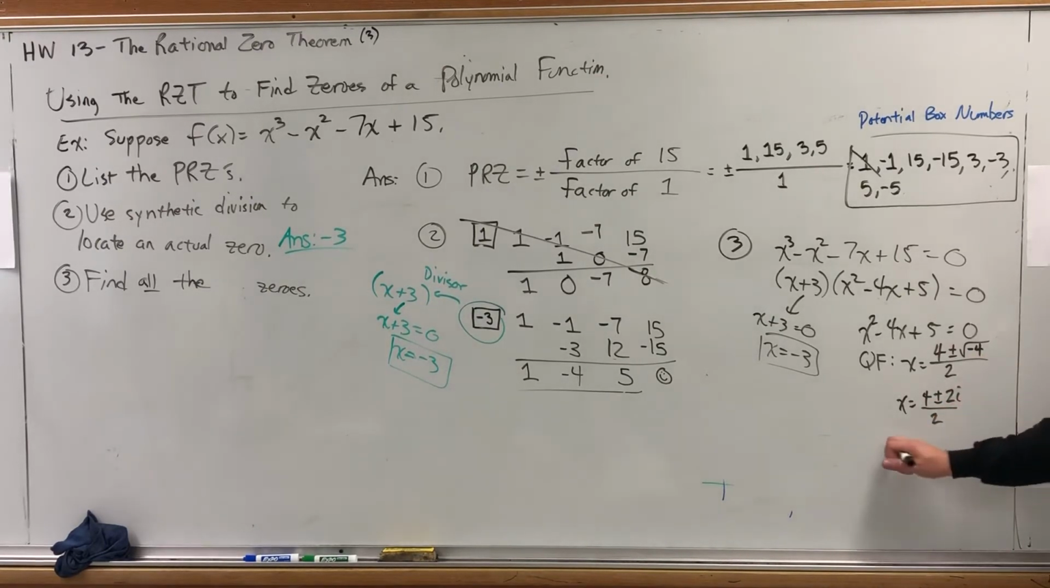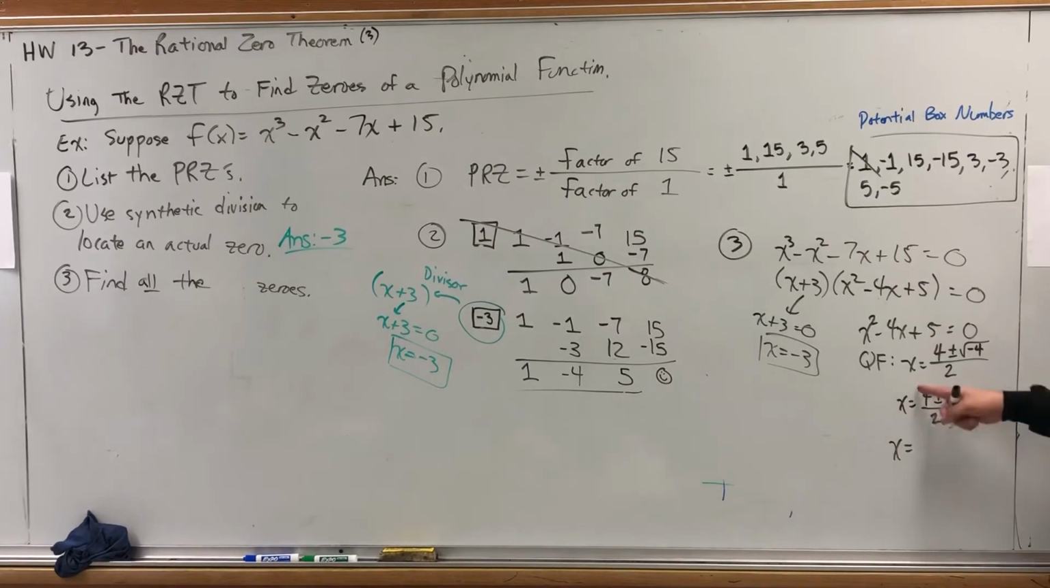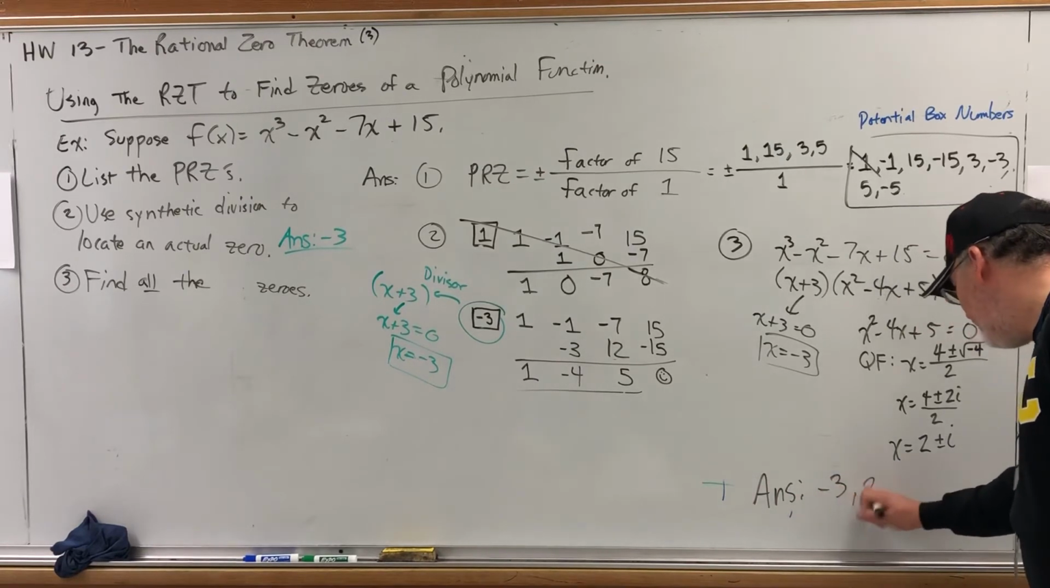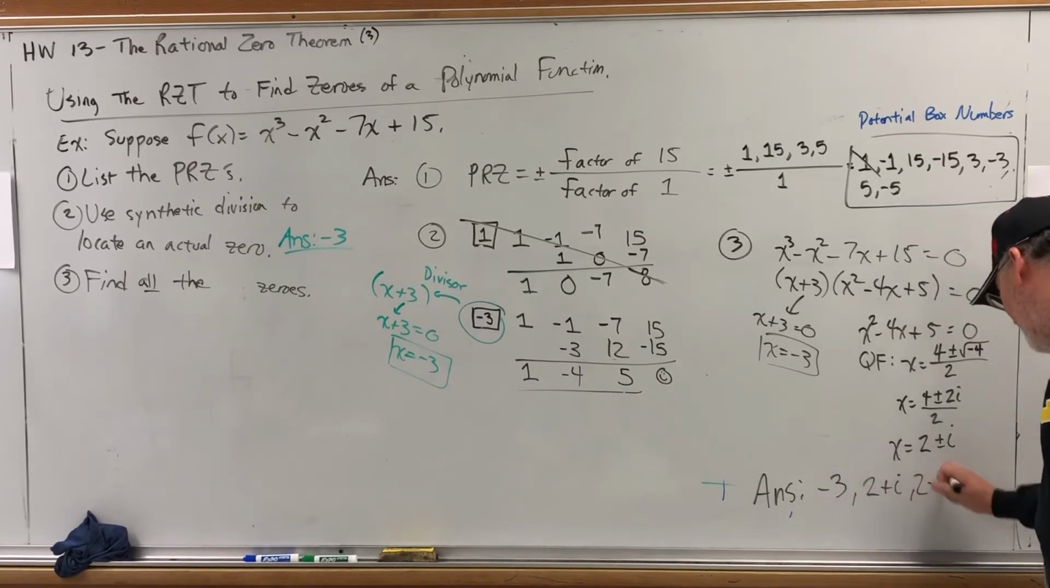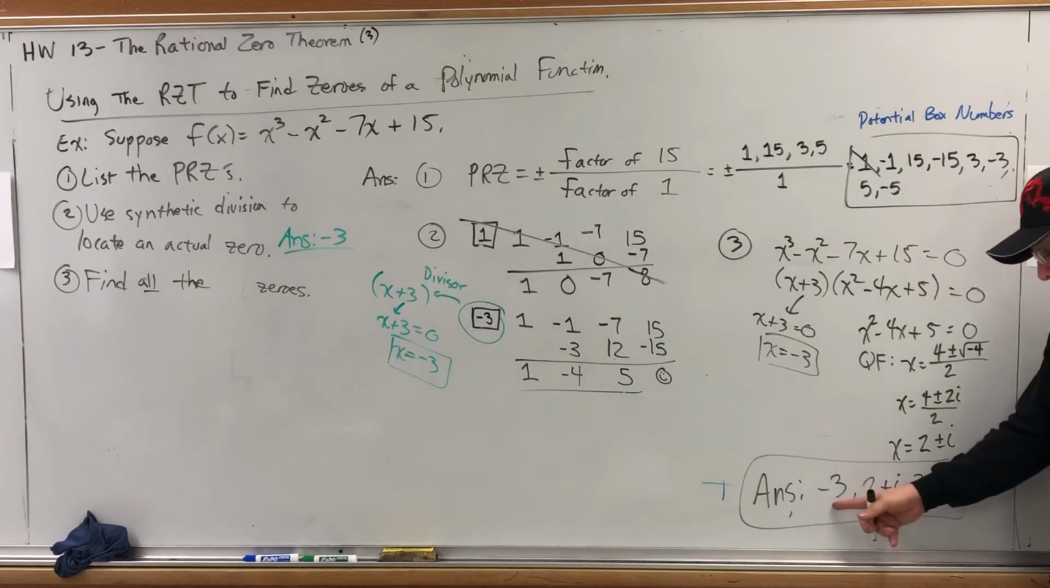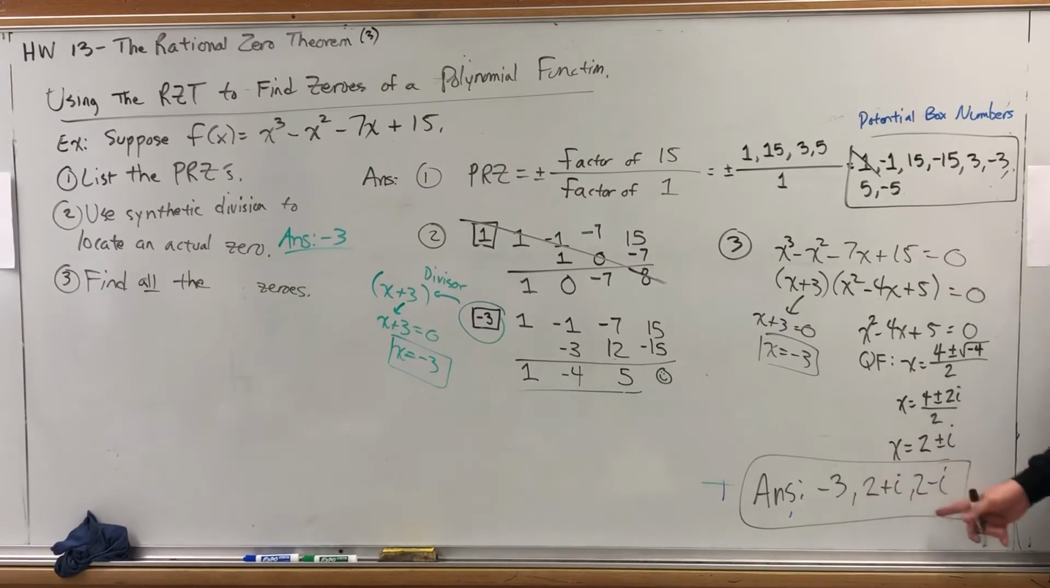If we split this into 2 fractions and reduce them separately, 4 over 2 reduces to 2. And 2i over 2 just reduces to i. So all of our zeros are negative 3, 2 plus i, and 2 minus i. Those are the zeros of the function. Why were these two not listed up here? Because they're not rational zeros. They're not even real numbers, much less rational. If we were finding x-intercepts, the only one would be negative 3 because you can't find imaginary x-intercepts on a real number x-axis.